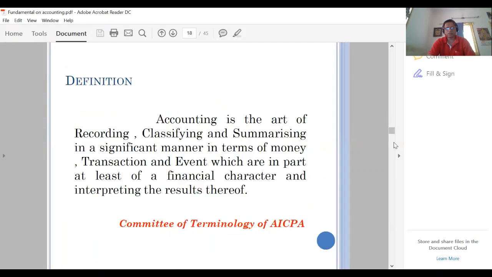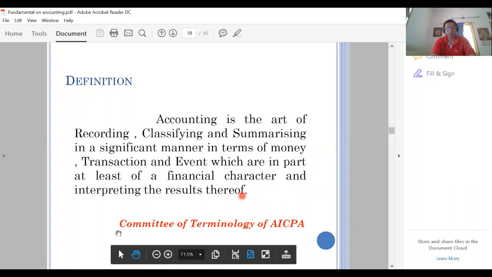Let me look at the scope of accounting. Accounting is classified as recording, classifying, summarizing, and interpretation of financial transactions. That is called accounting, right? So we say recording, classifying, summarizing, and interpretation of financial character and the result thereof. This has been determined by the Committee on Terminology of the AICPA. Okay.